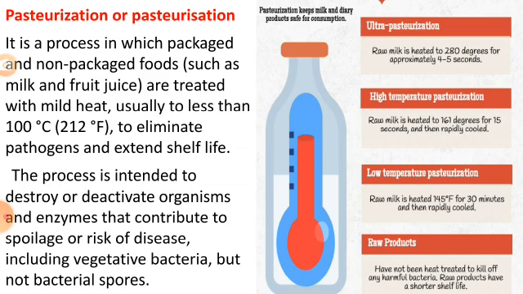So there are different processes of pasteurization as we discussed earlier: raw products, low temperature pasteurization, high temperature pasteurization and ultra high temperature pasteurization. So these are some processes of pasteurization. This process is also very important to improve the quality of milk, make it safe for human consumption and improve its keeping quality or shelf life.